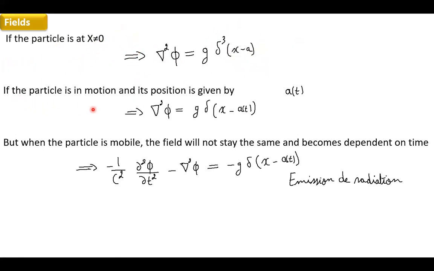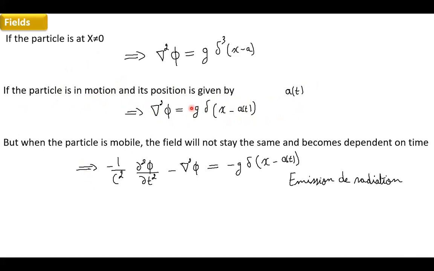This is another case. If the particle is in motion and the position is given by a, which is a function of t, the Poisson equation is equal to g delta x minus a of t for each instant of time.